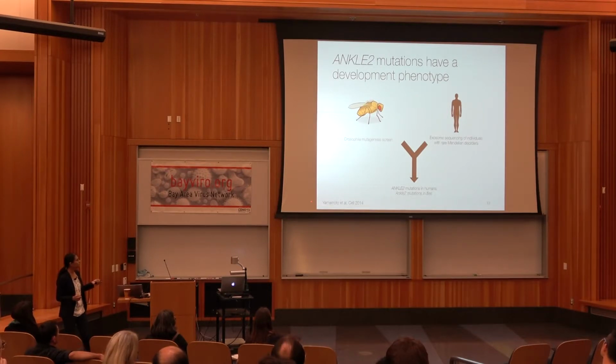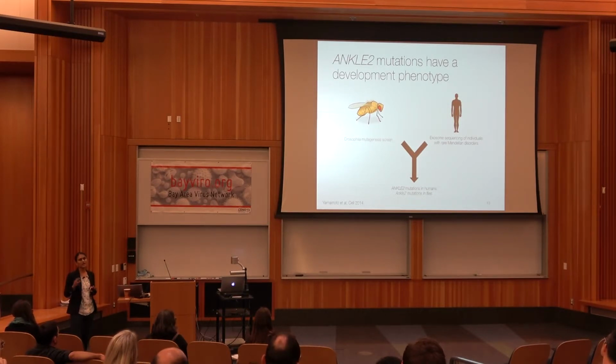There's not much literature on ANKL2, but one paper that got me really excited was published a few years ago by Hugo Bellen's lab at Baylor College of Medicine. They performed a Drosophila mutagenesis screen looking for neurodevelopment phenotypes. And they overlaid this mutagenesis screen with an exome sequencing database of patients that had their exomes sequenced because they suffer from rare Mendelian disorders.